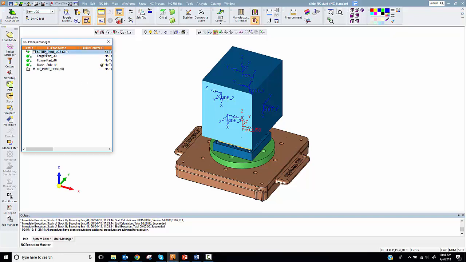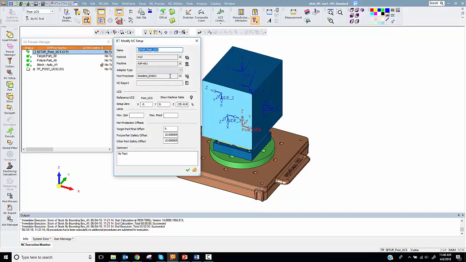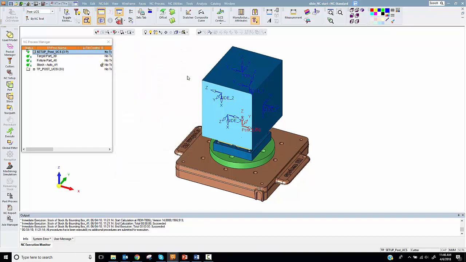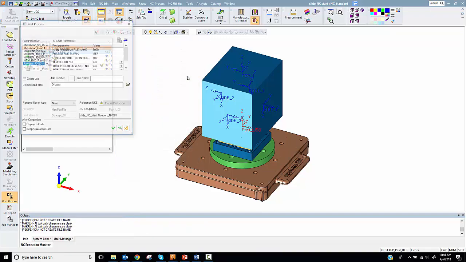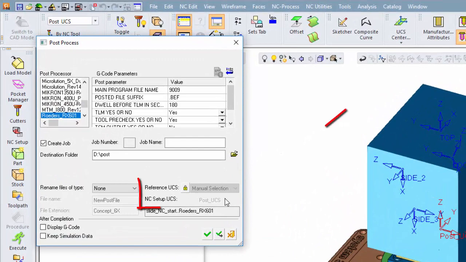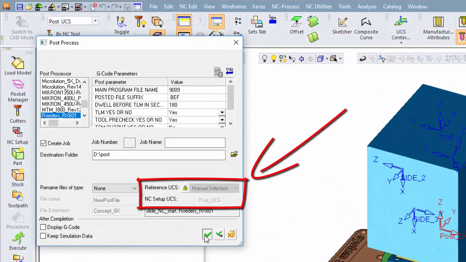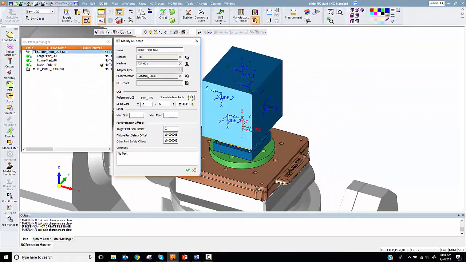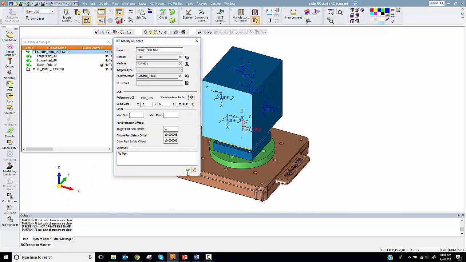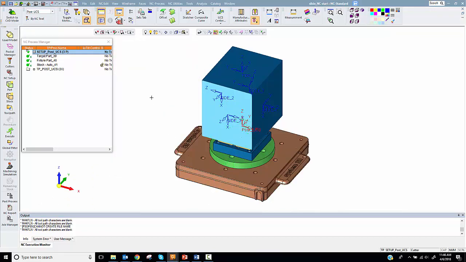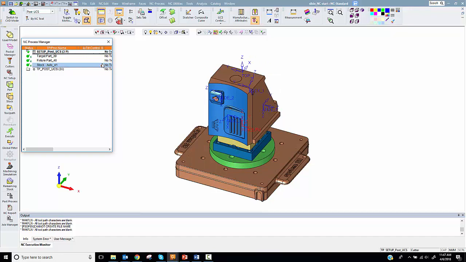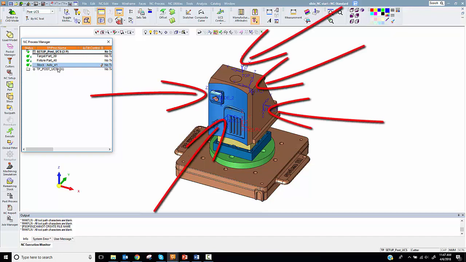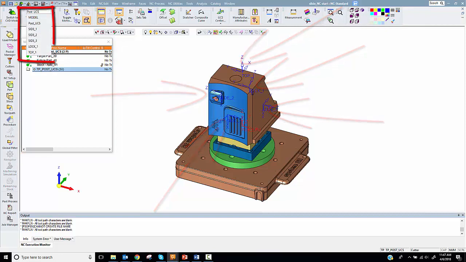I have a file with an NC setup that defines the machine, target part, fixture part, and the stock. Most importantly, it also locks the user coordinate system for post-processing. I've created a user coordinate system for each tilt of the table to machine the slide body, each with a thoughtful name.